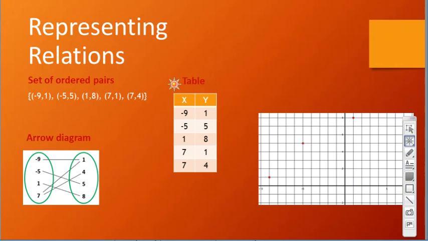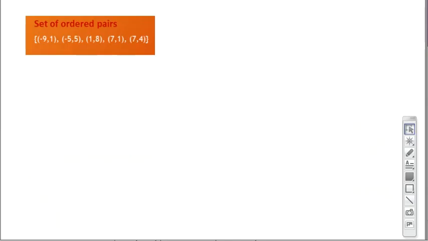This relation has been represented using a table, and this relation has been represented using a graph. Okay, so let's go ahead and look at these one at a time, and we are going to talk about the domain and the range of each of these sets. So here we have a set of ordered pairs.